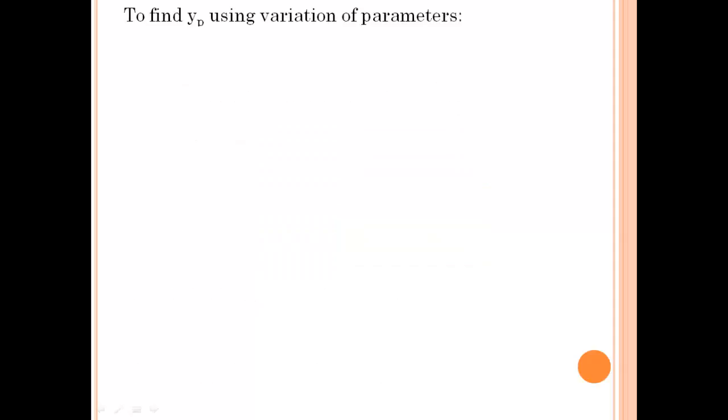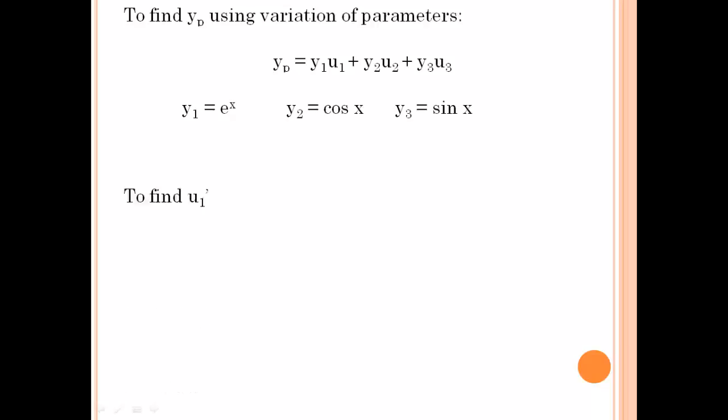Now, to find yp using variation of parameters, yp is equal to y1 u1 plus y2 u2 plus y3 u3. y1 is equal to e to the x and y2 is equal to cosine x and y3 is equal to sine x. y1, y2, and y3 came from our complementary solution. To find u1, we should find u1 prime first.